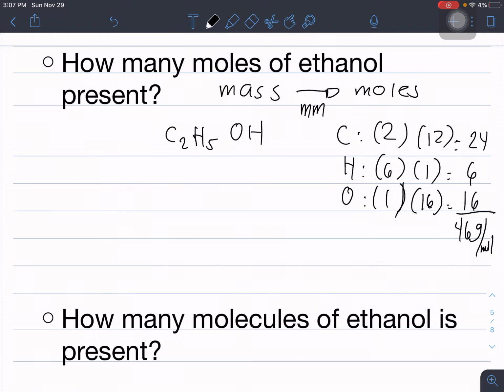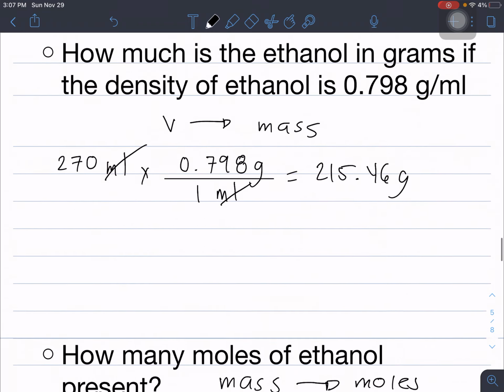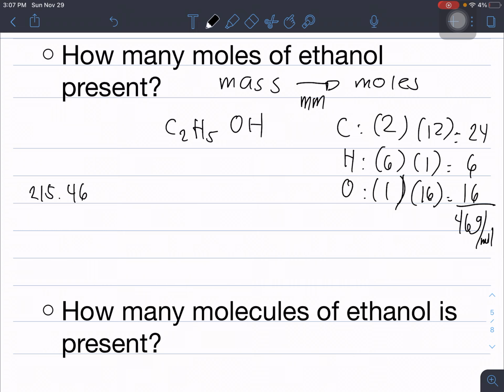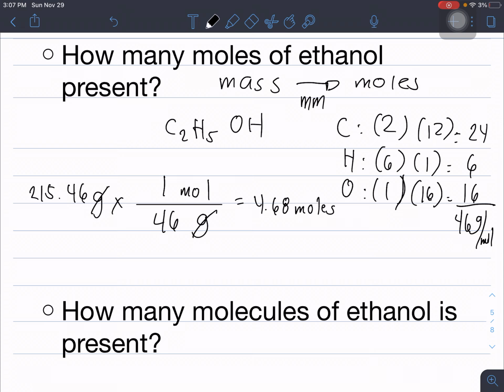So again, mass to moles, so the mass is 215.46 grams times the correct placement of unit: grams at the denominator for them to cancel out, and mole at the numerator because this is the desired unit. So for every 1 mole, there are 46 grams. So performing the operation, the answer will be 4.68 moles. Okay? So this is the answer.